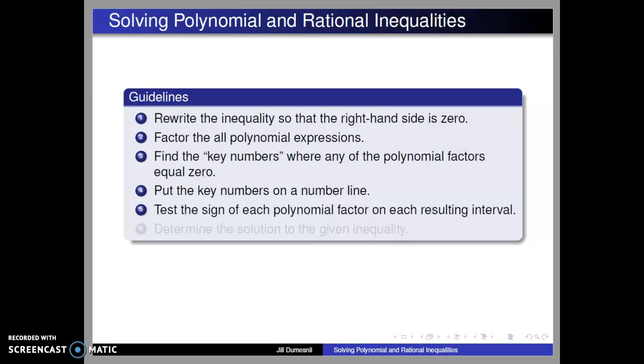Now test the sign of each polynomial factor on each resulting interval. Finally, determine the solution to the given inequality. Of course, examples will help to clarify this process.